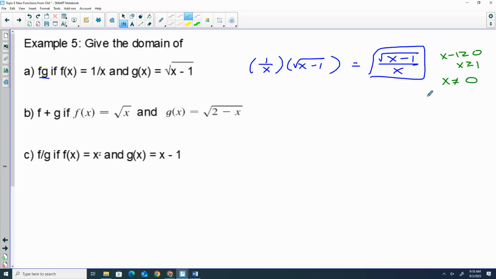For my overall domain, I just have to put these two together. So if it helps you, you can think about a graph greater than or equal to 1. Looks like this. If you're greater than 1, do you have to worry about 0? No. So my domain is just everything from 1 to infinity. Everything 1 or larger.